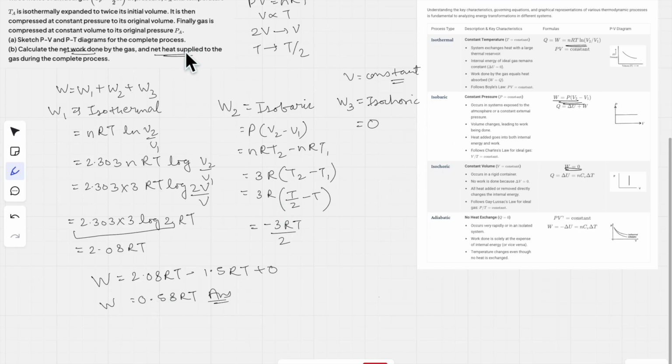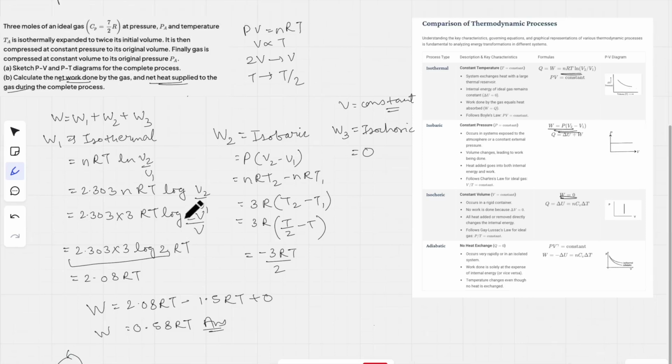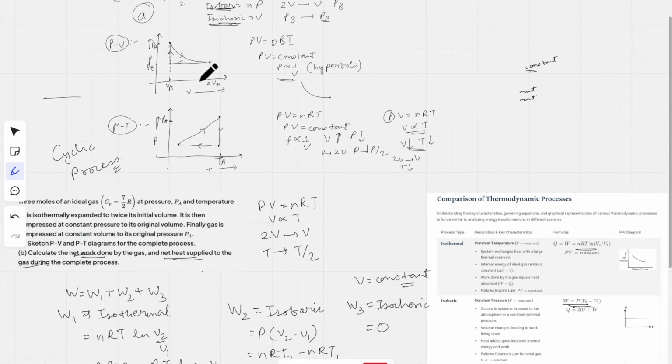Now I need to calculate the heat supplied to the gas. So I can simply apply the first law of thermodynamics. But before applying the first law, I need to check that my process is cyclic. Why cyclic? You can see it from the PV diagram or PT diagram. In both the diagrams, we are coming back to the same point. So since we are coming back to the same point, it means our process is cyclic, as I wrote here also.